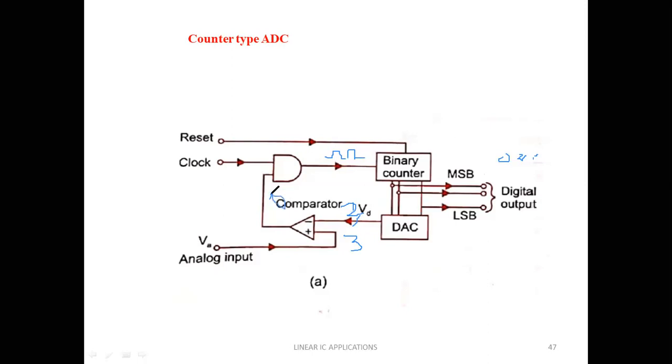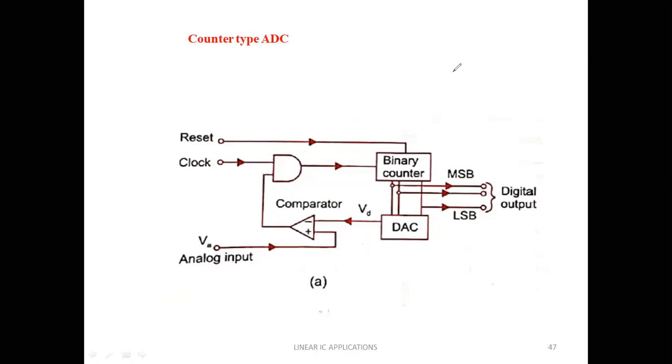As it is 0, what is the output of the AND gate? The AND gate output is 0. Whatever it had previously, after 3 clock pulses, it remains at this particular data only. The previous value 0, 0, 1, 1 is the digital output for the analog input 3. So like that, it is able to convert the analog signal into a digital signal. It is a very, very simple type of converter.